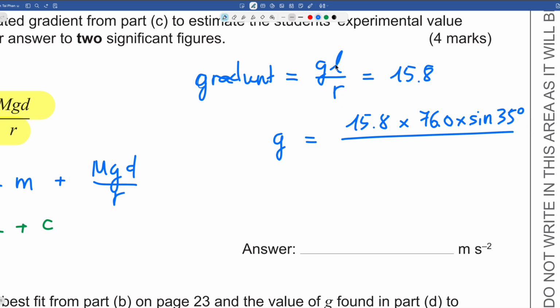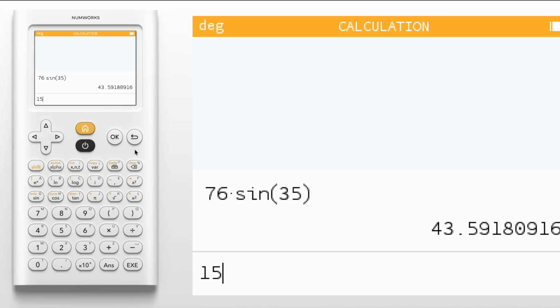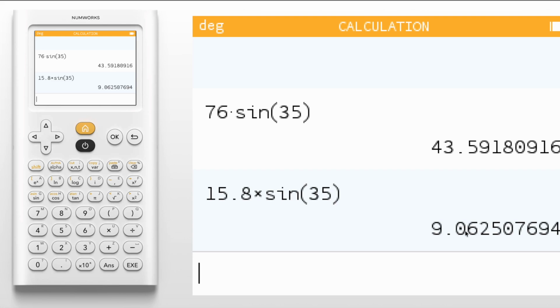Multiply with r here and then divide by the length. The length is 76 centimeters. So the 76s cancel out, of course, and then use the calculator to get the answer. 15.8 times sine 35 degrees. 15.8 is our gradient, times sine of 35 degrees. And this is my answer, 9.06.